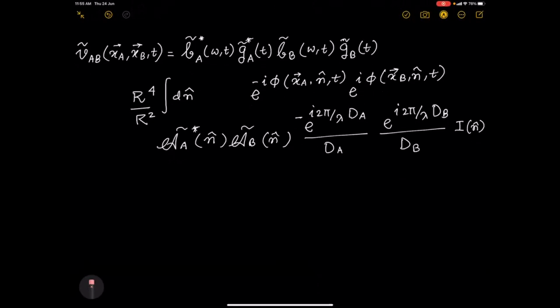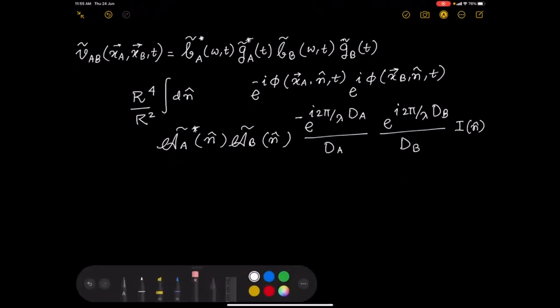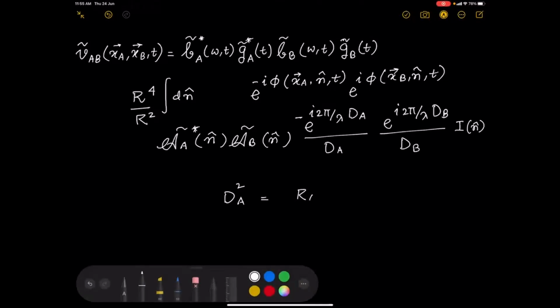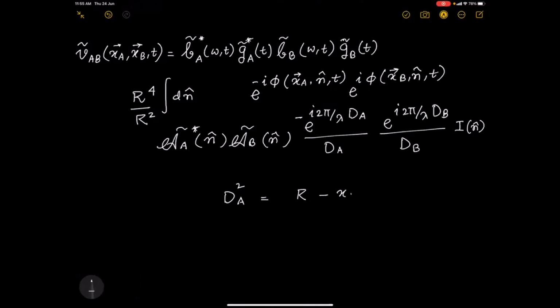Now, if you look at dA and dB, so what are they? dA square is, let's say, r minus xa mod square, and dB square is r minus xb mod square.